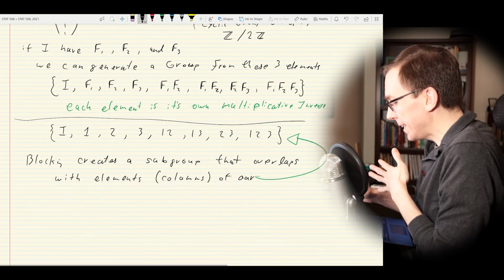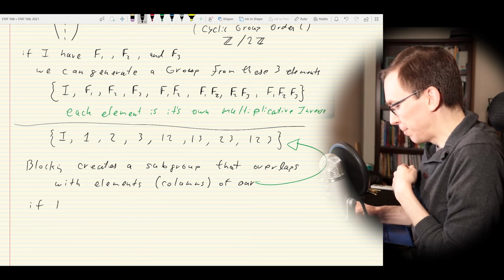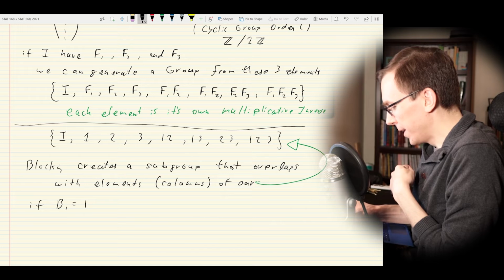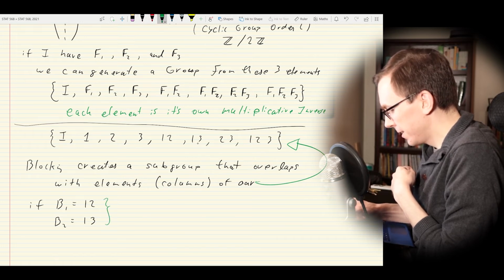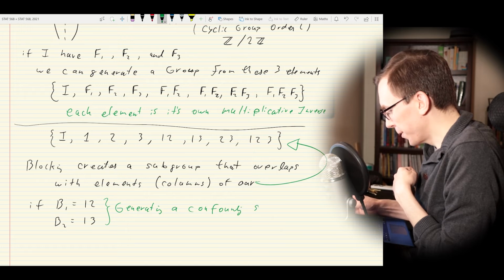So what does that mean? Well, that means that, again, if I choose a block factor B1 to be, say, 1, 2, and I choose a block factor B2 to be 1, 3, then these two things generate a confounding subgroup.